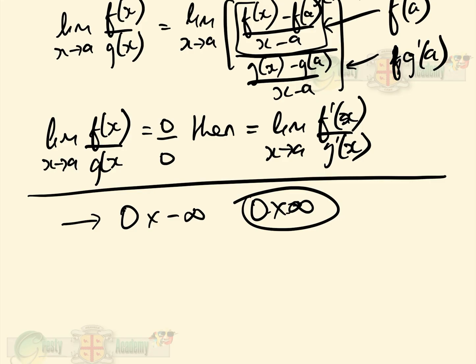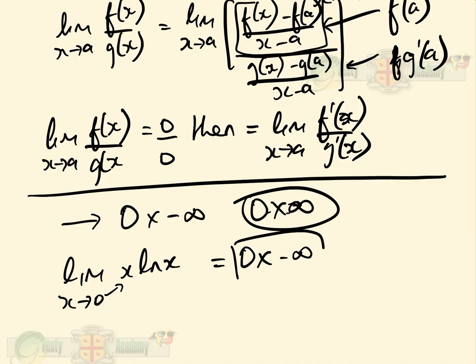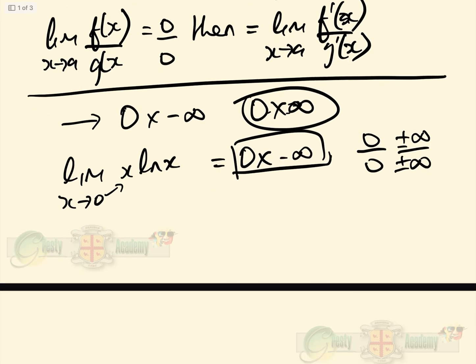And the way to do that is easiest shown by an example. Let's imagine we just have an example here. The limit as x approaches 0 of x log x, for example. Okay, so let's have a look. Well, putting x equals 0, that equals 0 times, well, log of 0 is minus infinity. So we have 0 times minus infinity, which is indeterminate, but it's not in the form 0 over 0 or plus or minus infinity over plus or minus infinity. Therefore, we can't use L'Hopital to evaluate that.